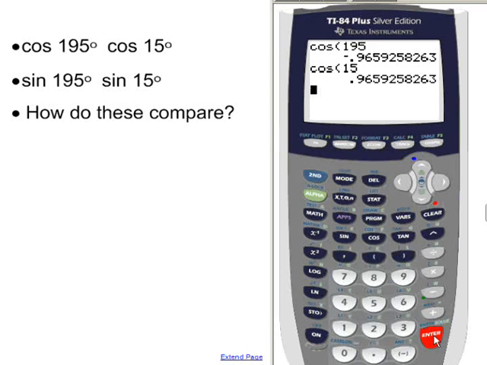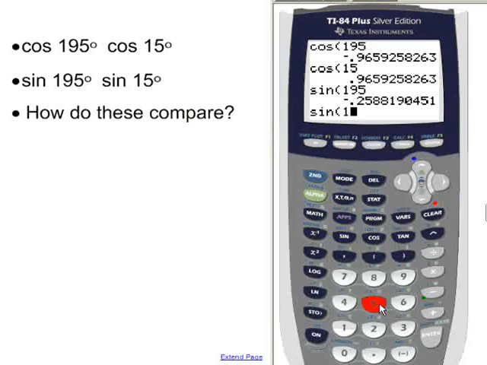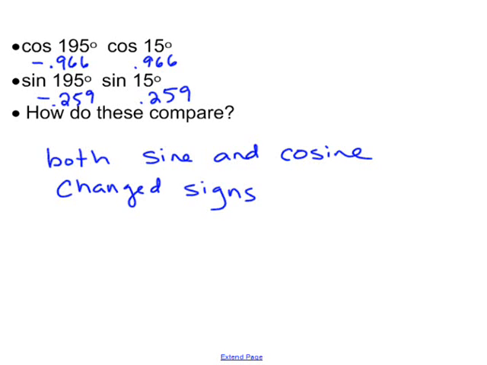So let's check what sine does. Sine of 195 versus sine of 15. This one switches signs. So let's put this information down so that we have it in our notes. You can see I get those numbers in there, and then how do these compare? Both the sine and the cosine change signs.